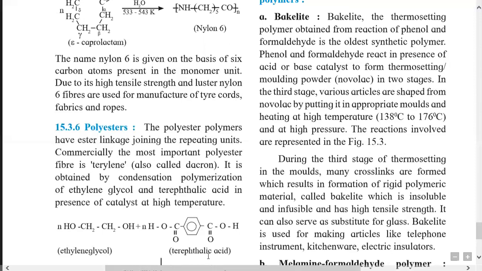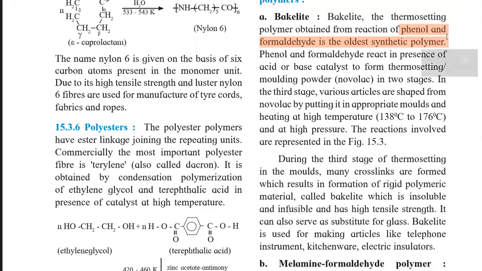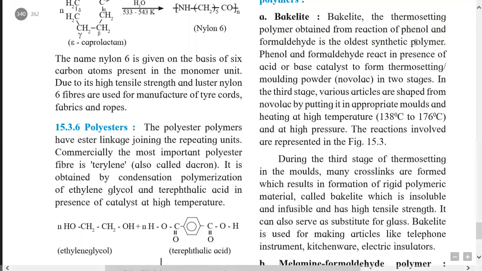The first example of this type is bakelite. Bakelite is a thermosetting polymer obtained from the reaction of phenol and formaldehyde. It is the oldest synthetic polymer. Starting materials are phenol and formaldehyde. So this was prepared a very long time ago. That is the oldest synthetic polymer.